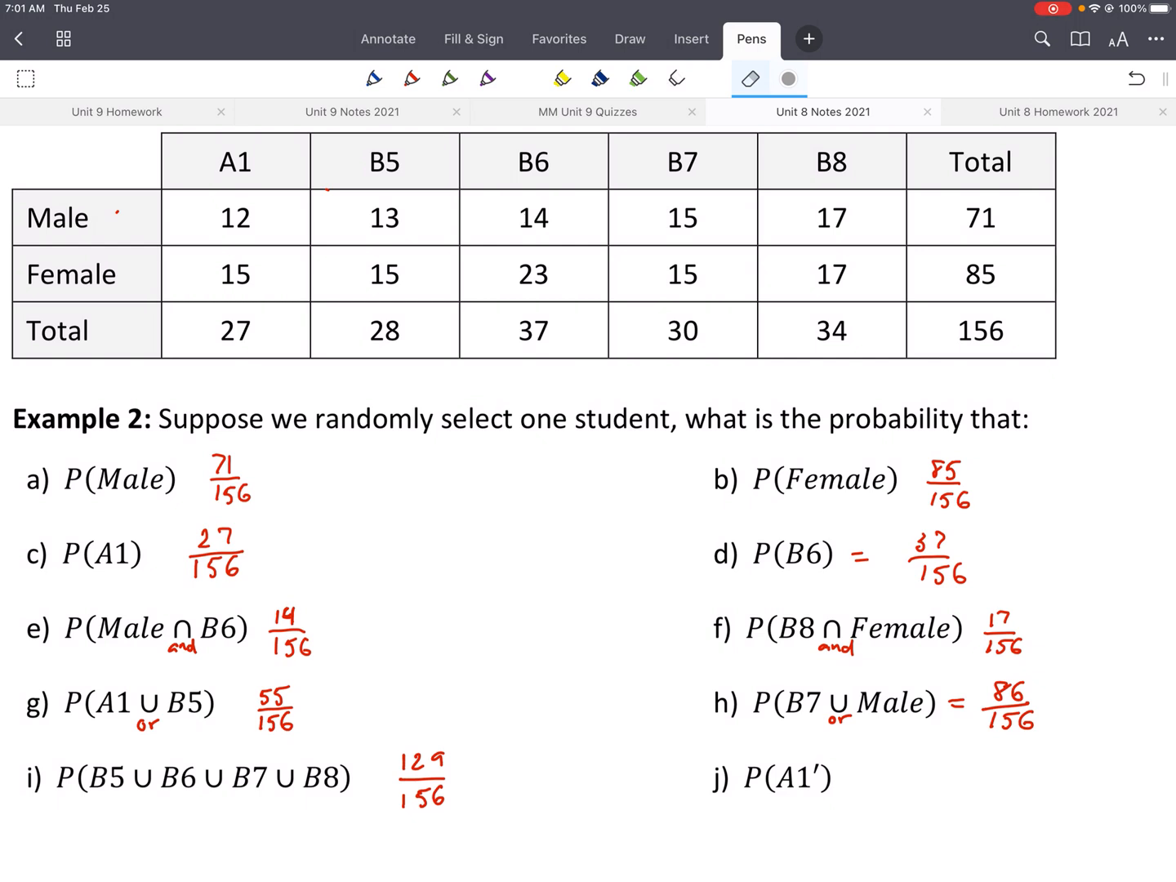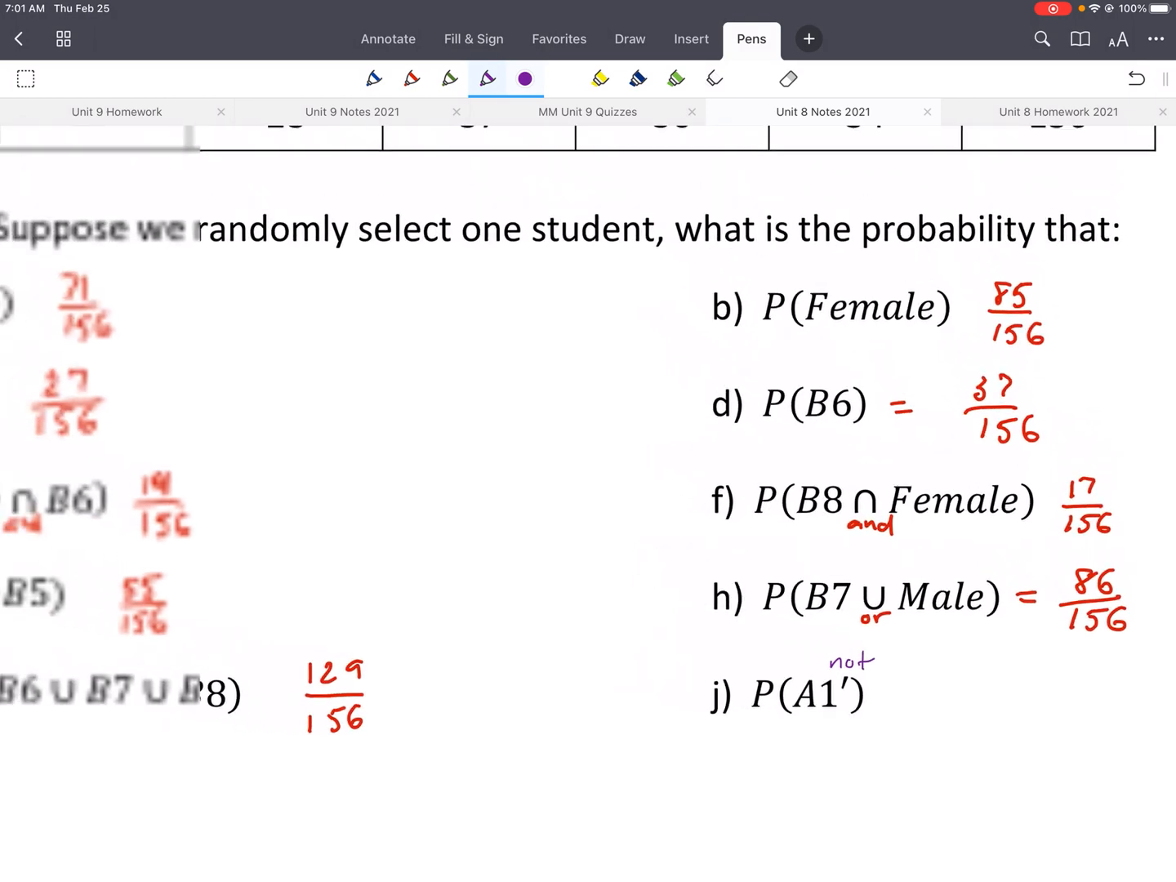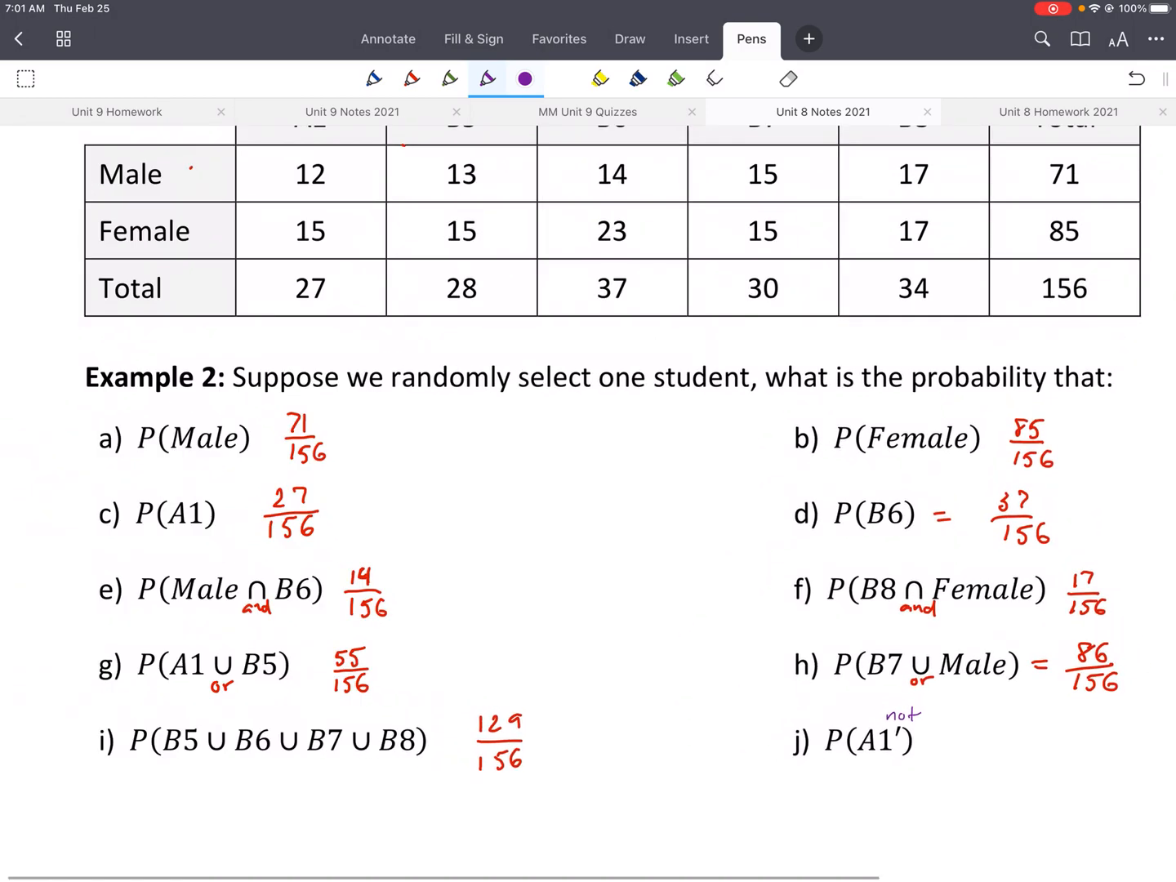All right, and then the last one is what's the probability of not, again, that's what that means, is the complement. So what's the probability of not picking someone in A1? So that's the probability of picking a B student. And again, we did that over here for I. So that would be 129 out of 156.